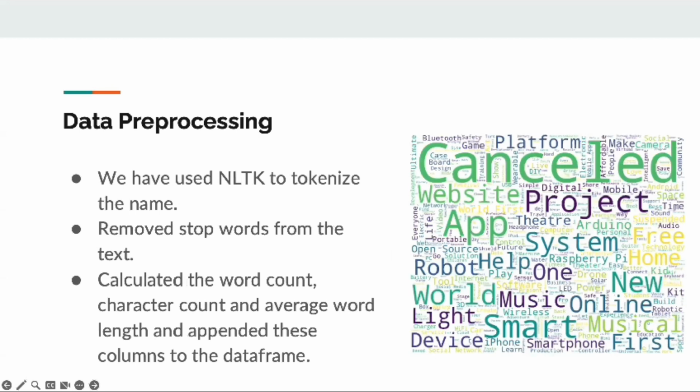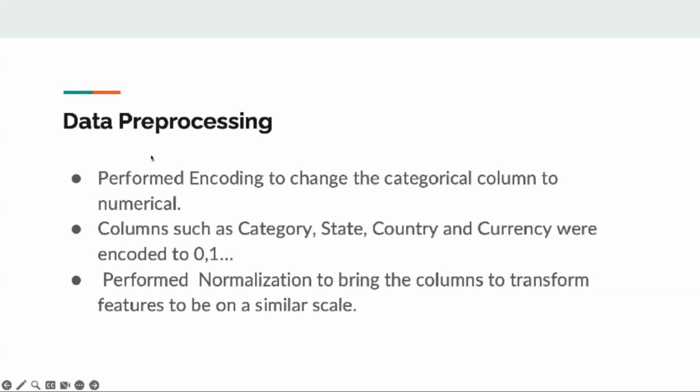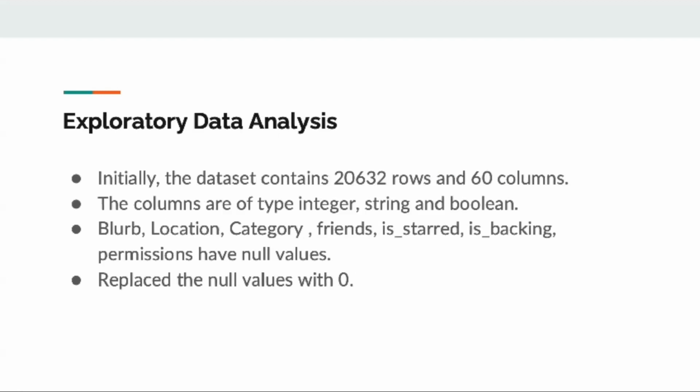And also, we performed text pre-processing. We used NLTK to remove stop words from the text and calculated the word count, character count, and average word length and appended these columns to the data frame. We also performed encoding to change the categorical columns to numerical. This step is very important as we cannot apply the model to text data. Instead, the data should be in the form of numericals.